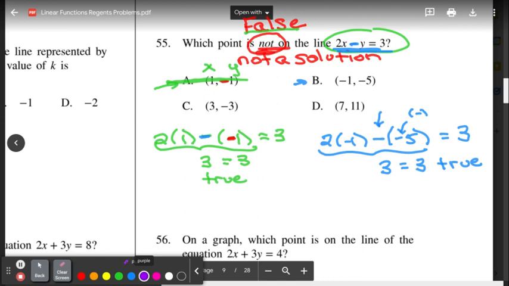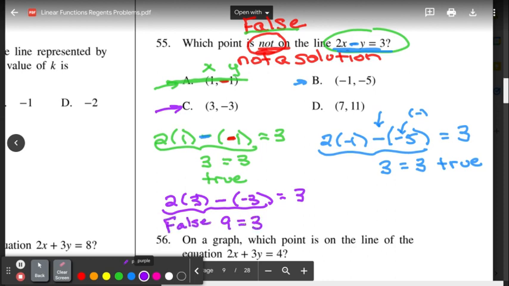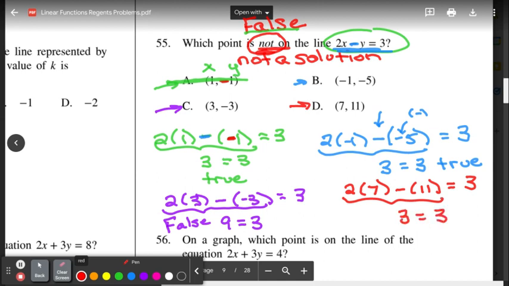So now I'm going to plug in letter C. 2 times x minus y equals 3. So that gives you 9. Ooh, that's false. That is our answer, but just in case you tried letter D, I'm going to do that one. 2 times 7, and again, I'm doing this one, minus 11 equals 3. When you evaluate that, you get 3, and that is true.